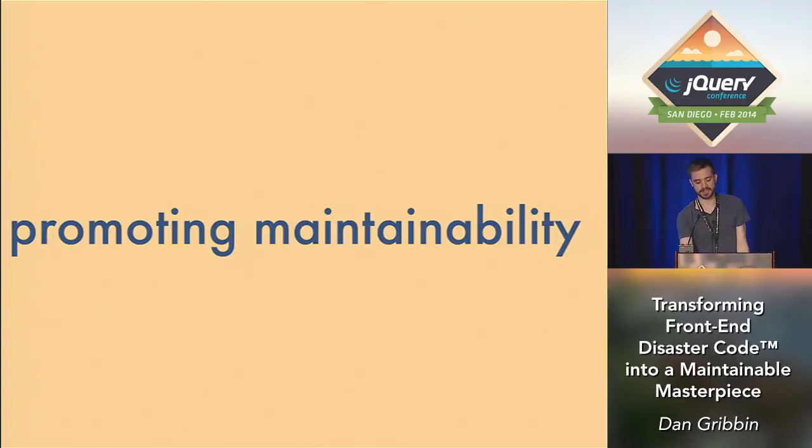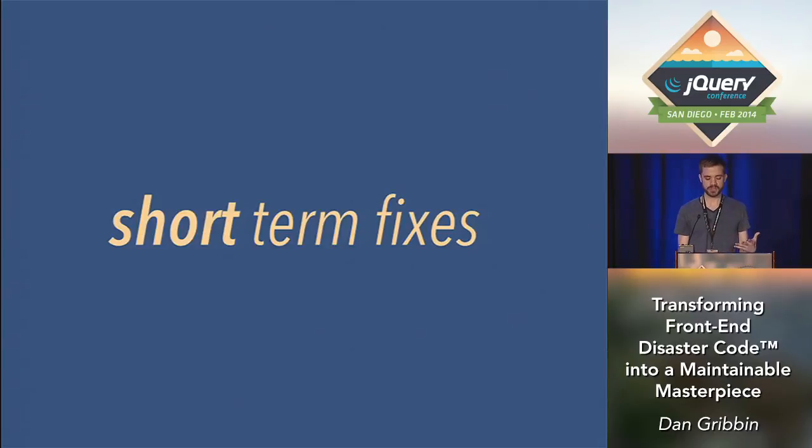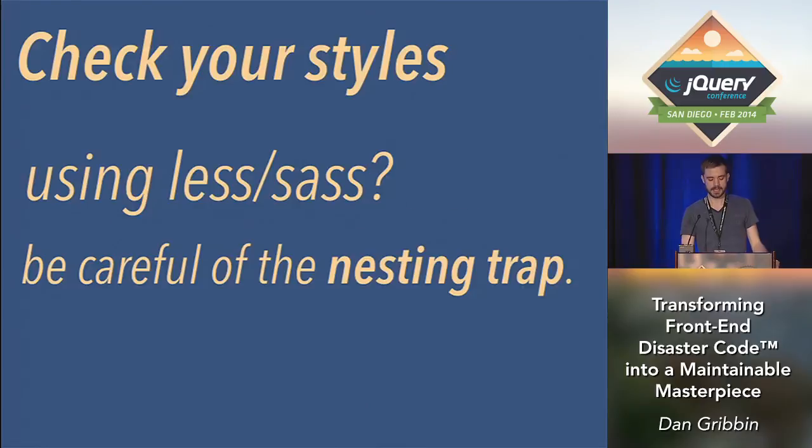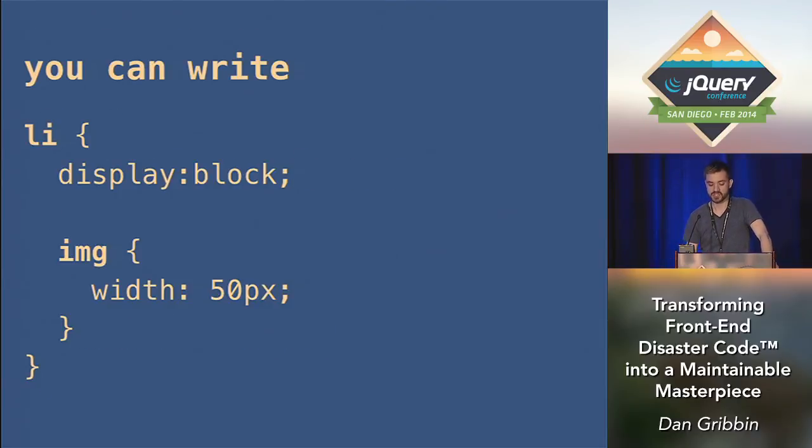So, promoting maintainability. This is obviously a really huge topic as well. But organization is really key for a maintainable code base. So here are a few things you can look into for short-term fixes. If you're using Sass or Less, don't fall into the nesting trap. Sass and Less are really both handy tools. And nesting is a really great feature that can make your styles more readable. So instead of writing out multiple selectors each time, you simply nest them, which is awesome, right?